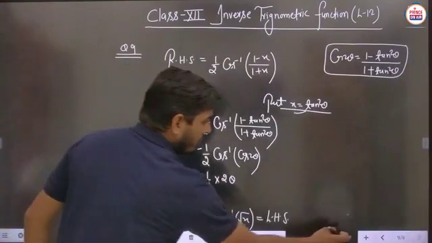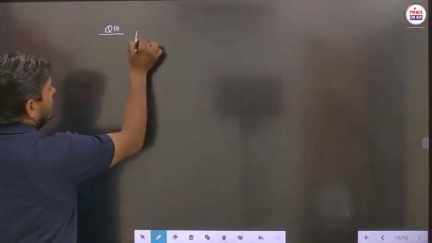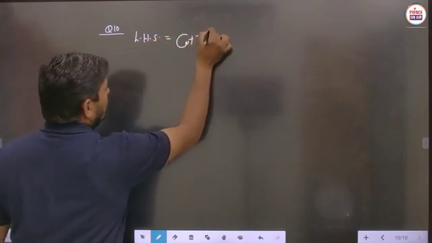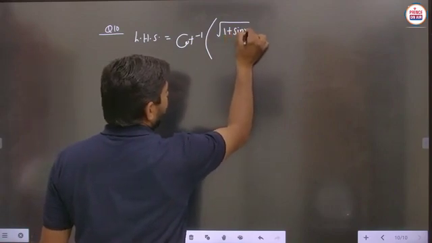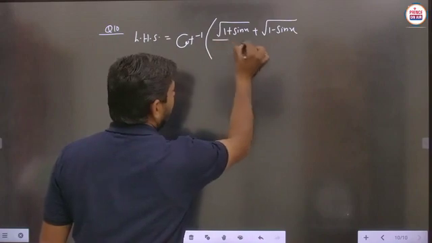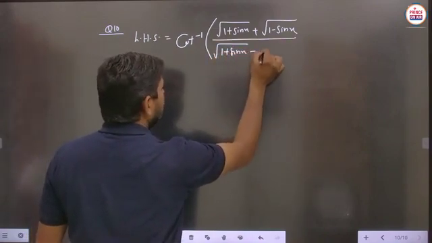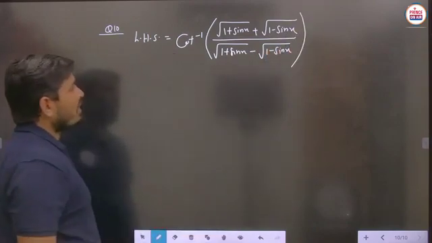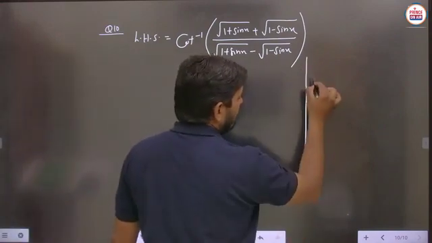In this question number 10, the left hand side we have to write as cot inverse of under root of 1 plus sin x plus under root of 1 minus sin x, divided by under root of 1 plus sin x minus under root of 1 minus sin x. It is given in the left hand side. A very important thing that we have to know, students.